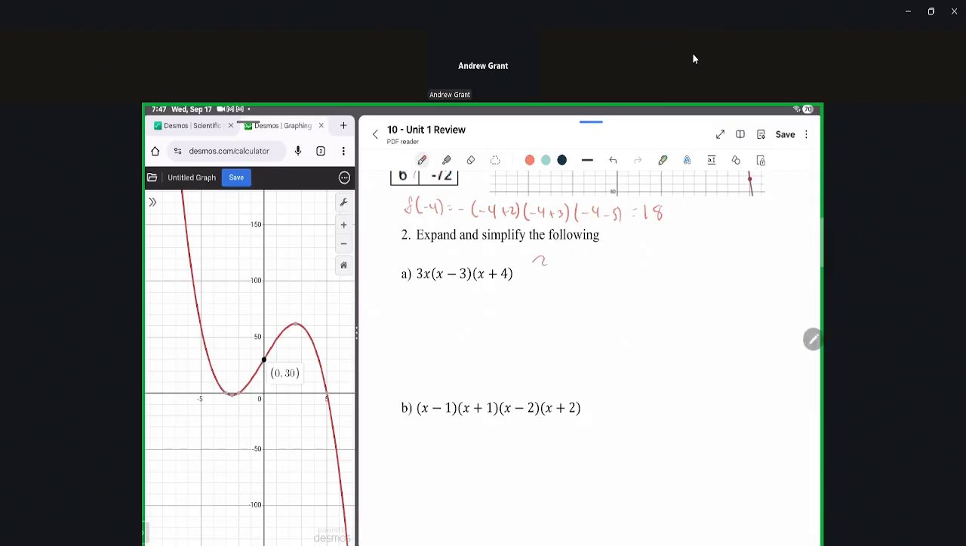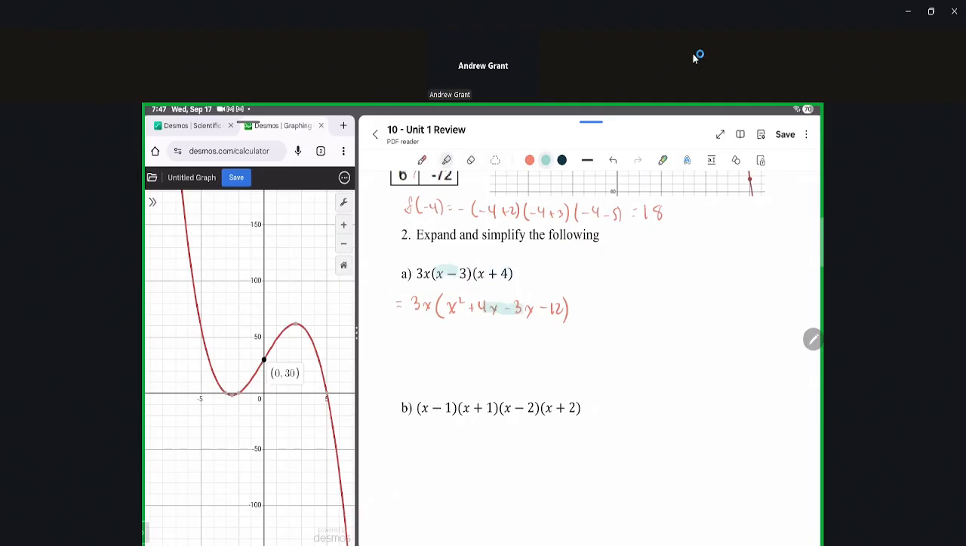So we're going to expand and simplify the following. We have 3x multiplied by x minus 3 times x plus 4. I said the easiest thing to do was to deal with the brackets first and leave the stuff on the outside till last. So this will be 3x multiplied by x times x is x squared, x times 4 is 4x, -3 times x is -3x, -3 times 4 is -12. Okay, simplify the two terms on the inside.